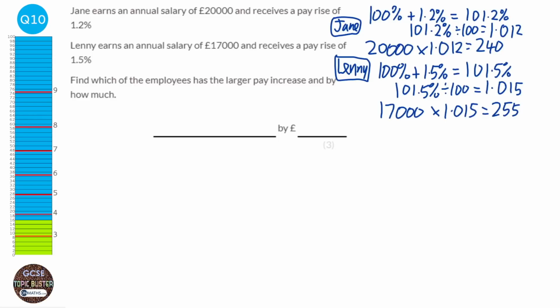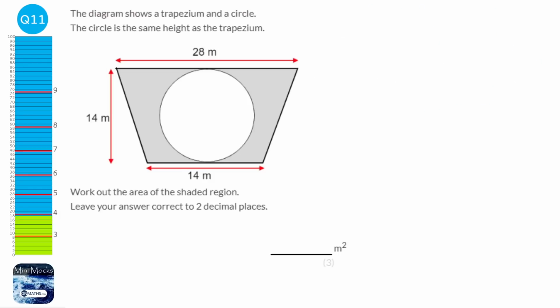So it says which of the employees has a larger pay increase and by how much. So the answer will be Lenny, and it's by £15 because that's the difference between these. So the first thing we're going to do is work out the area of the trapezium.